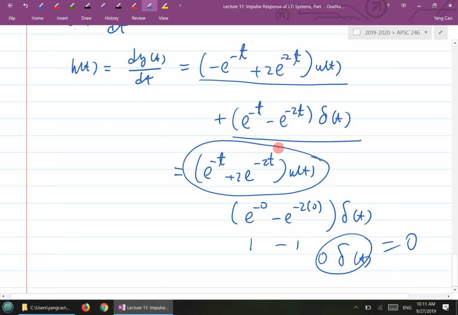Okay. Good. In my lecture, I have another section called system causality and impulse response. I think I'm going to skip that. You can take a reading of it. It's only one page, or a little more than one page. I'm not going to test that in the midterm or in the final. Any questions so far?